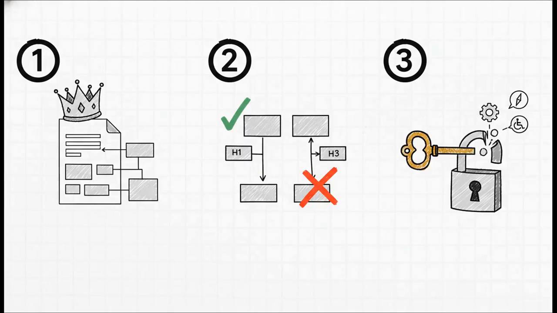Number 1, structure is king. Please remember, headings are not just decoration, they are the functional skeleton of your document. Number 2, never skip a level. Always maintain that logical flow, H1 to H2 to H3. No floating rooms. And number 3, unlock professional perks. Using headings the right way isn't extra work. It's actually a shortcut to automating tasks, making navigation a breeze, and improving accessibility.